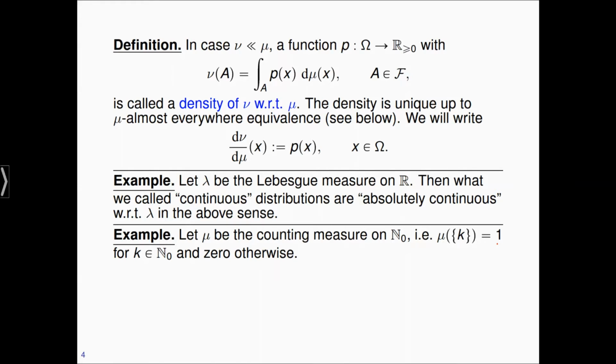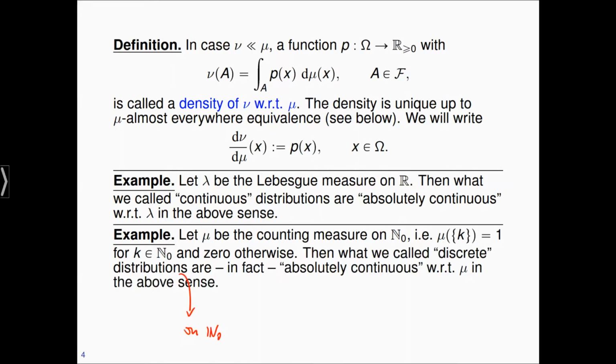And mu is 0 otherwise. And then what we called discrete distributions on N or N0 are in fact absolutely continuous distributions with respect to the counting measure, in the above sense. Let's consider the following example.